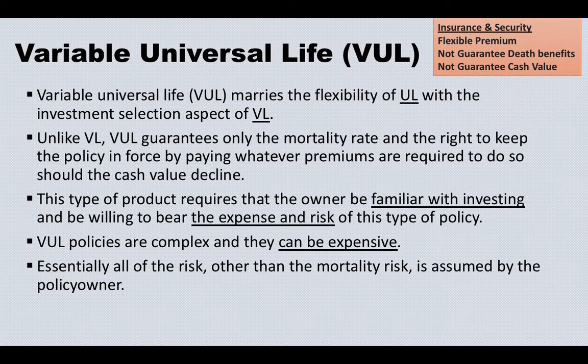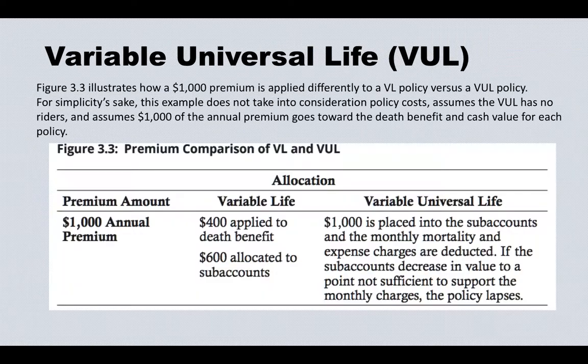To summarize, variable universal life is an insurance and securities product. They do have one positive thing, which is flexible premium, but it does not guarantee you a death benefit, and does not guarantee you a cash value. That's something you need to know.